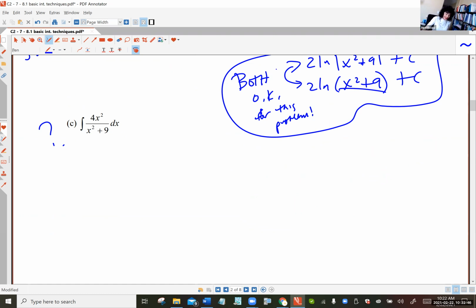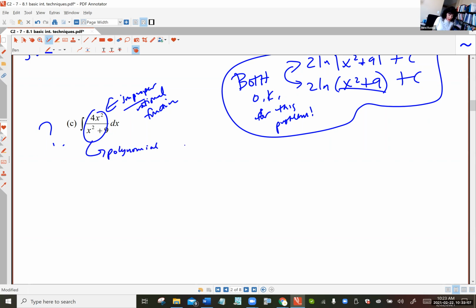That's nuts, isn't it? Long division. Long division is good. This is an improper rational function right here. It's a polynomial divided by a polynomial where the degree of the numerator is equal to the degree of the denominator. And that's what makes it an improper rational function. So yeah, polynomial long division.